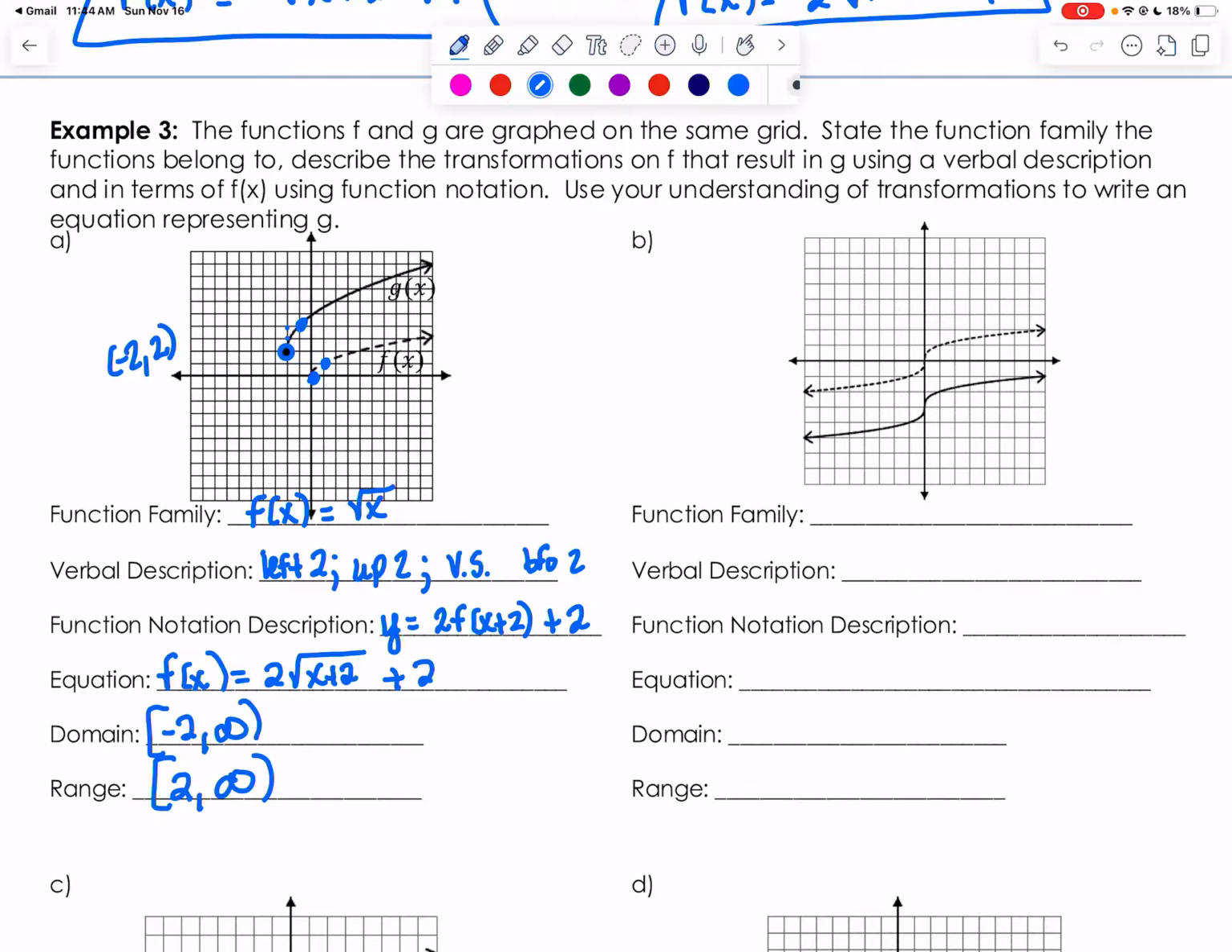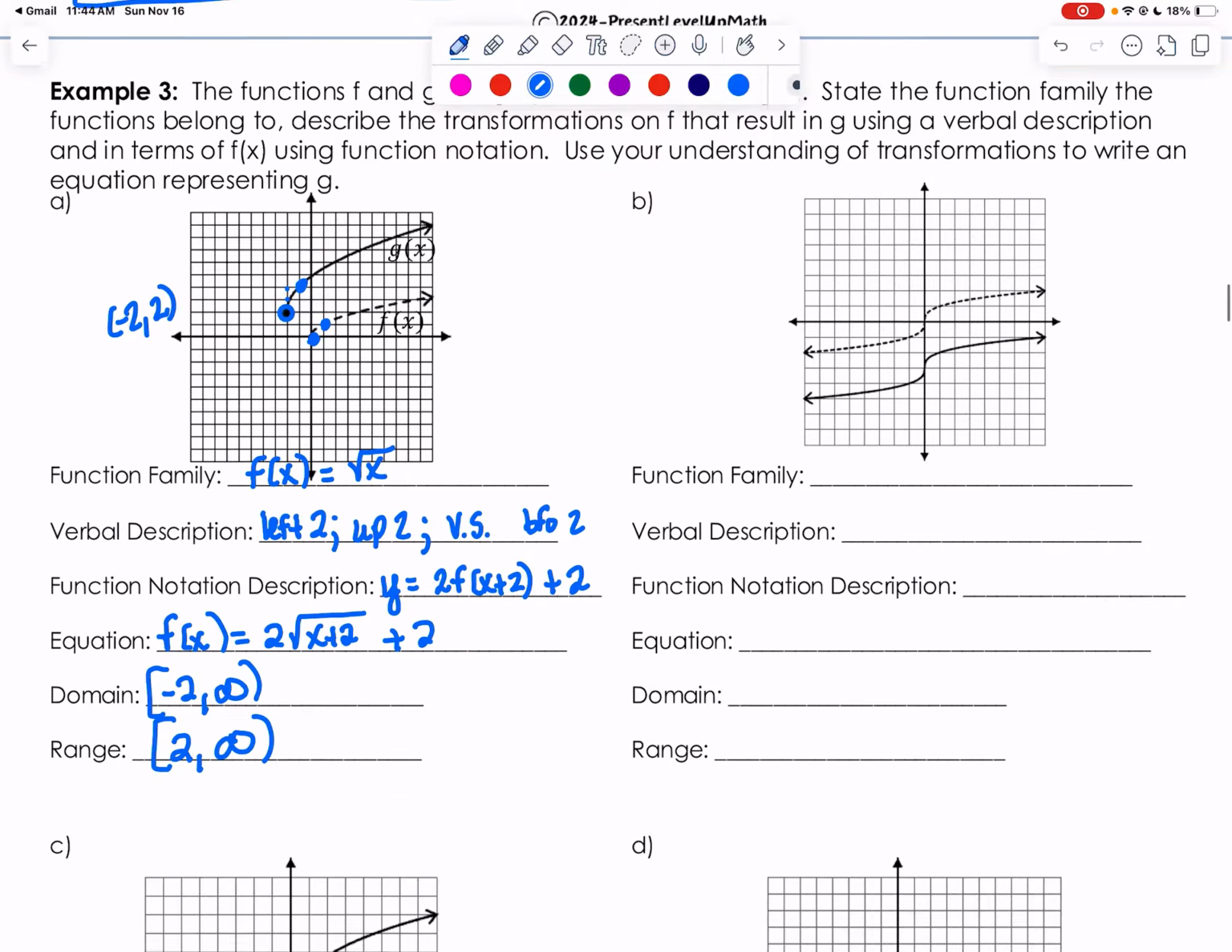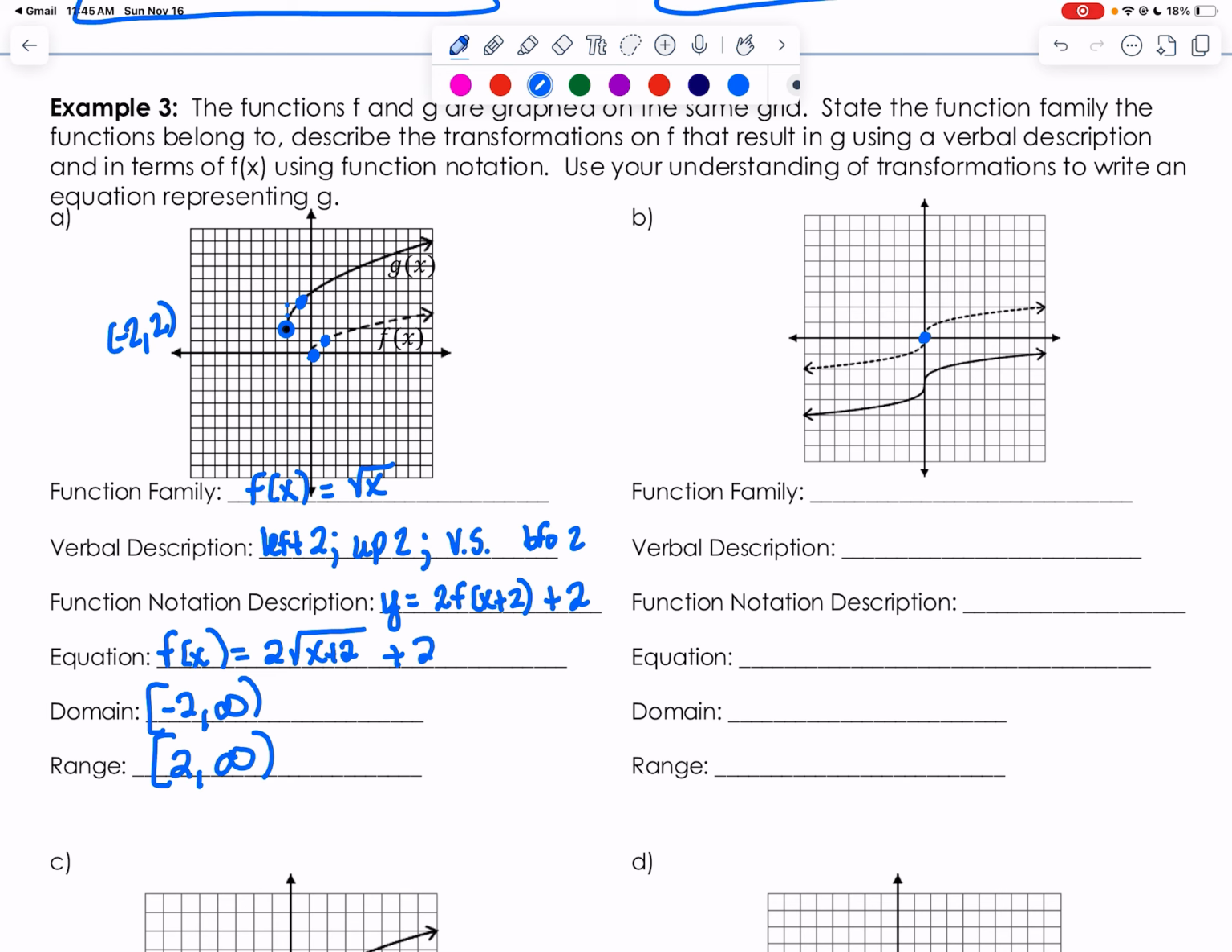Now let's try one with a cube root function. Look at problem B. So our parent function is right here. It has a turning point at (0, 0), and notice it goes up 1 over 1 for its first point. Now, the function family here is f of x equals cube root of x, because it has one branch going off to the right and one branch going off to the left. So our verbal description here, let's see, our original turning point was at (0, 0). Our new point is (0, -3): 1, 2, 3. So I know it went down 3.